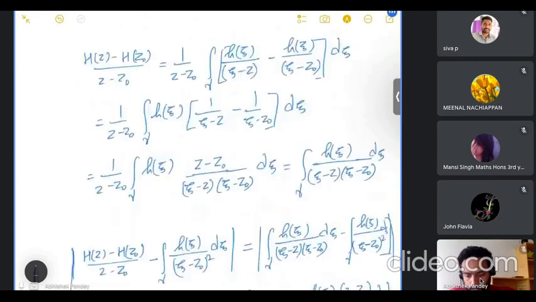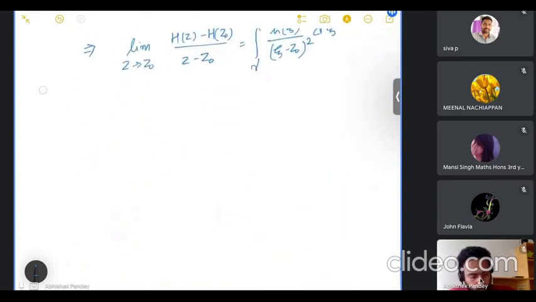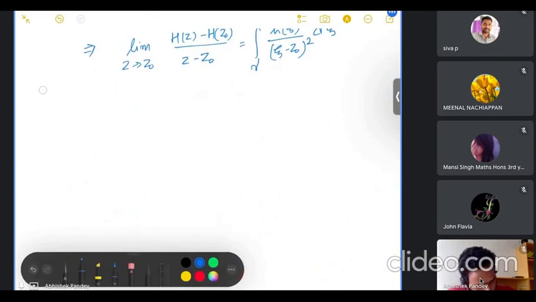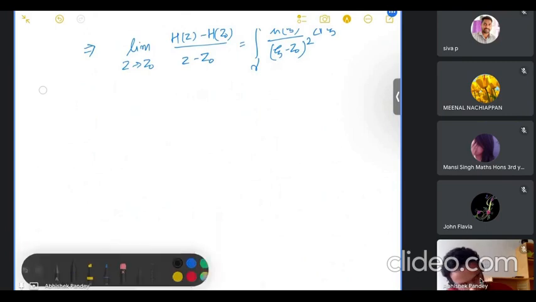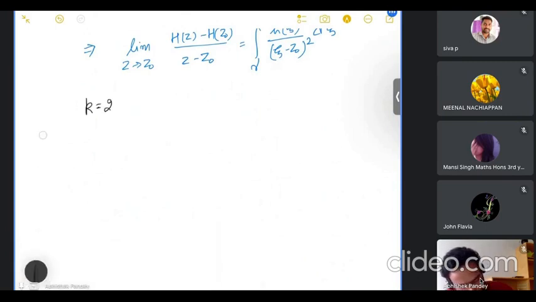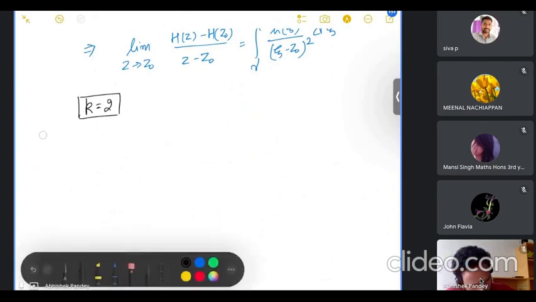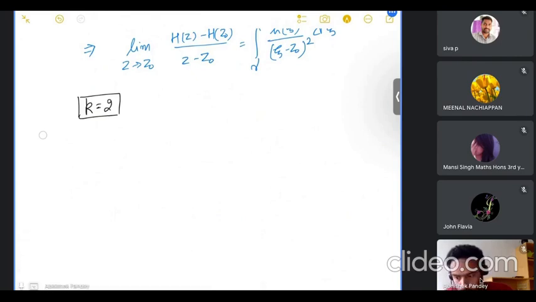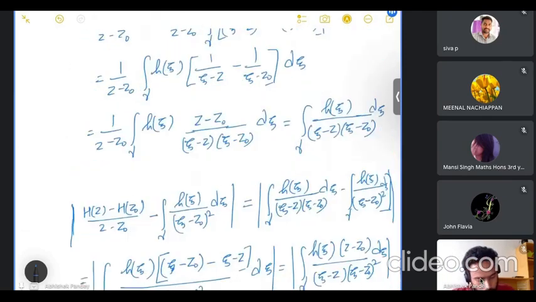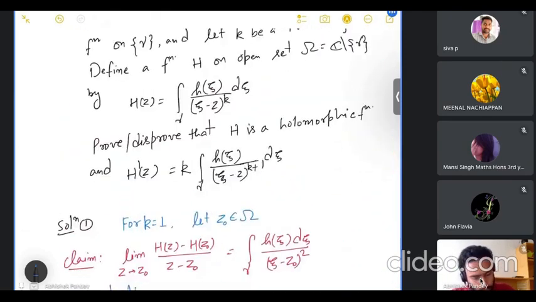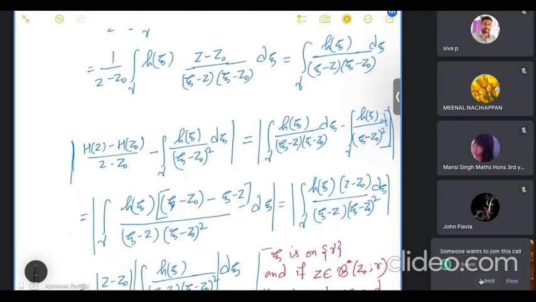Okay, then we will move ahead. So similarly, you can prove it for k equals 2. So let me write it down for k equals 2. What do we have to prove now? In a similar way we compute. So now k is equal to 2, so in the definition of h of z we have to put 2.